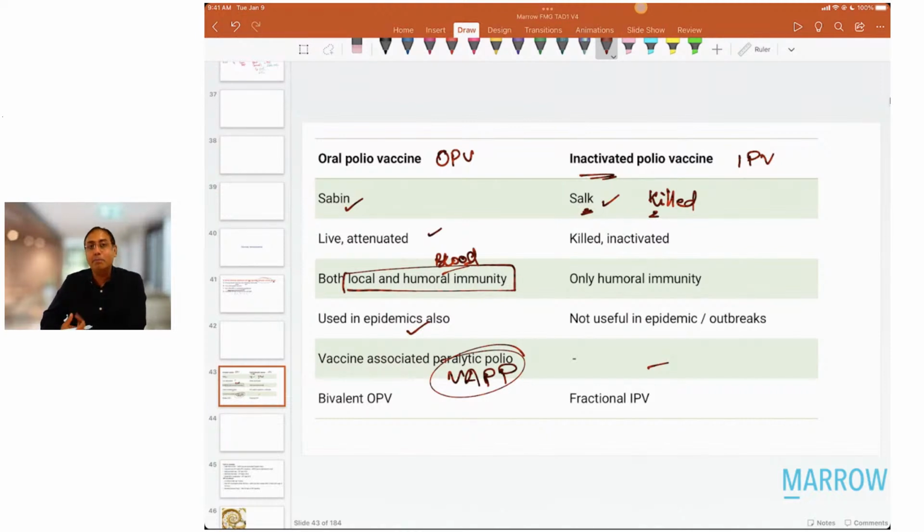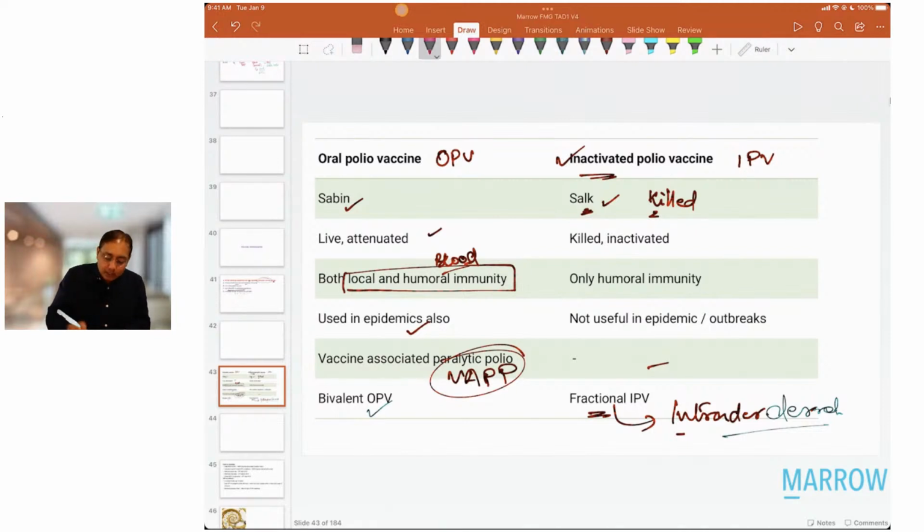In India, we are giving a bivalent OPV. Please remember, in India, we are giving a bivalent OPV, whereas in IPV, we are giving something called as the fractional IPV. What is fractional IPV? That is the intradermal route. इंडिया में हम इंट्रामस्कुलर रूट नहीं देते, इंडिया में हमारा इंट्राडर्मल रूट चलता है for the inactivated polio vaccine, whereas oral polio vaccine is oral and it is given bivalent. What are the strains we are using in the bivalent polio vaccine? We are using P1 and P3. P2 strain नहीं देते. Why? Because P2 may lead to mutations.